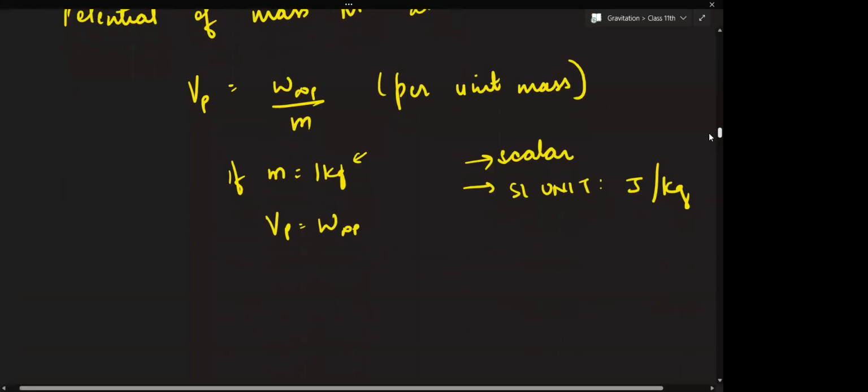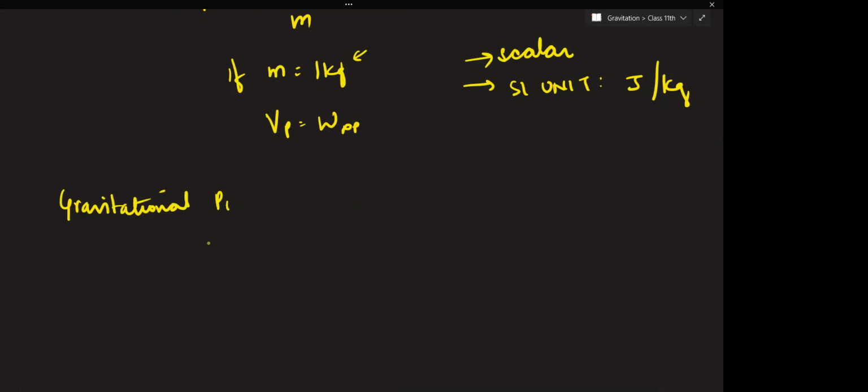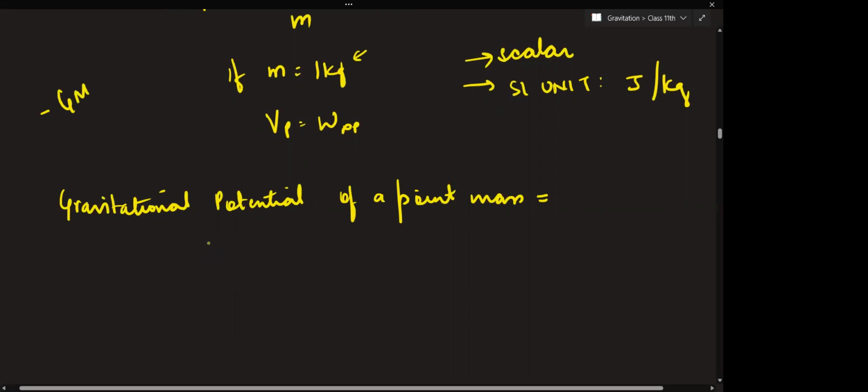In energy, you had minus GMm by R, right? If you're calculating gravitational potential of a point mass, you had earlier minus GMm by R. Now one of the masses is 1 kg. So the formula will be minus GM by R. This will be the formula.